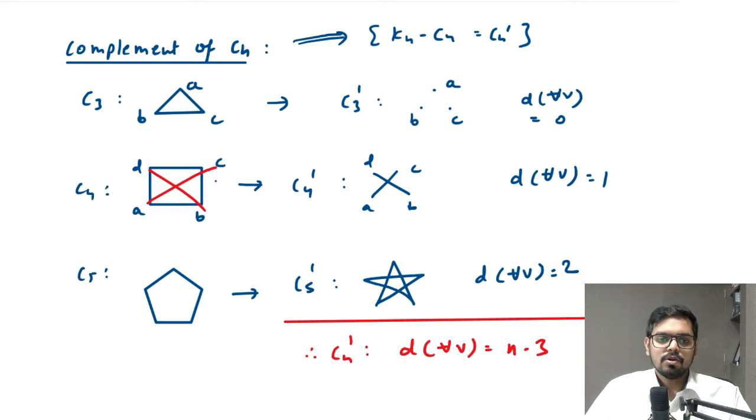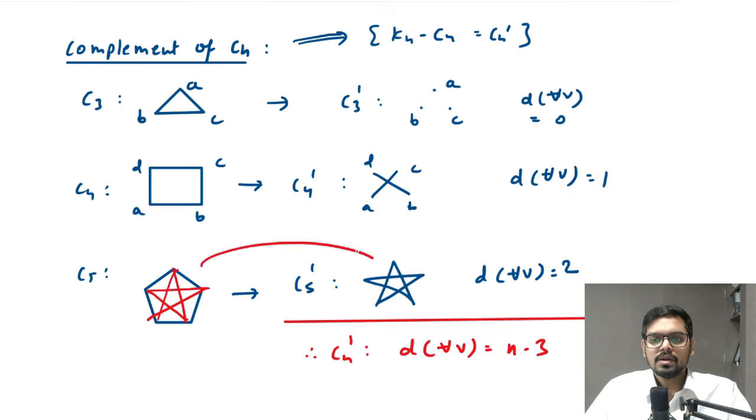So the uncommon edges are the edges in the C4 dash. So that is our answer. Similarly, C5. C5 is this cycle. K5 looks like this. This is our K5 graph. The uncommon will be our C dash 5.